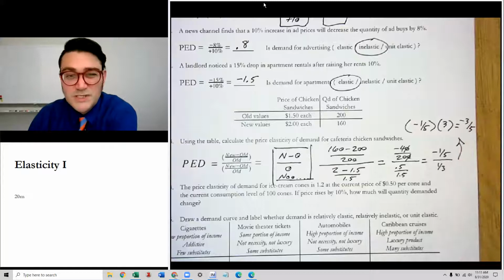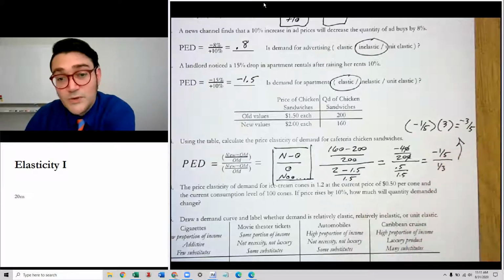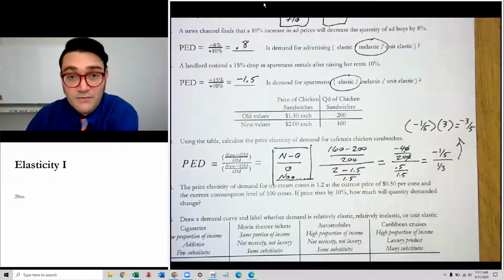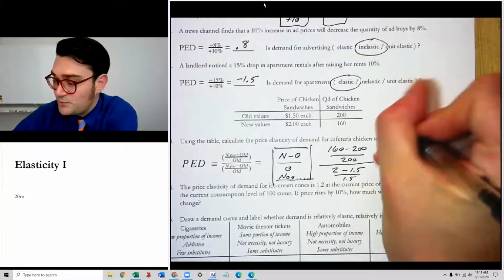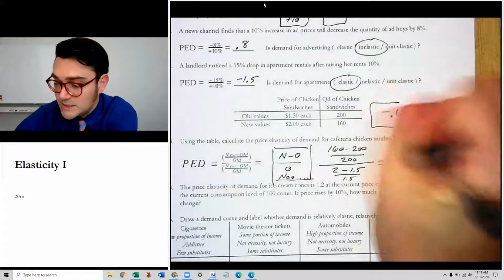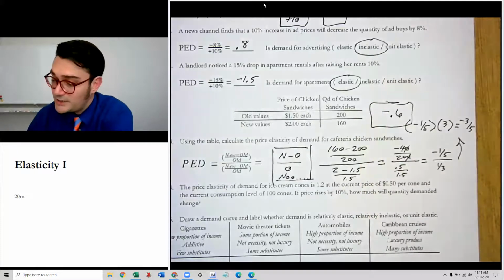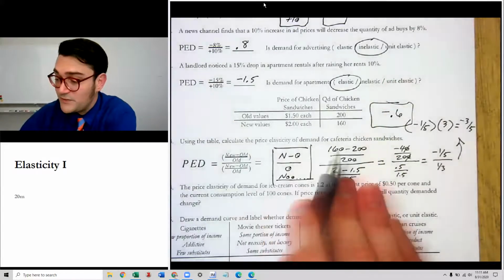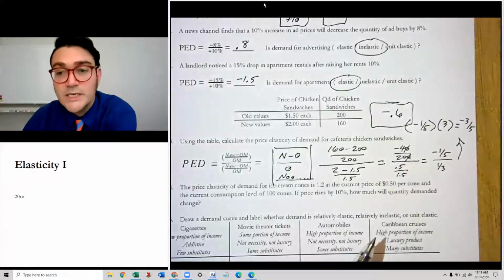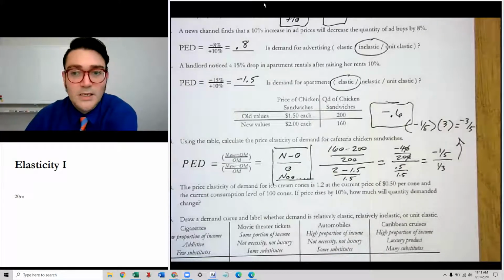Now, most of the time, if you leave it in the fraction form, that's okay. It's better to actually convert that into a decimal, and so the decimal version would be -0.6, right? And so we would actually say that that's the price elasticity of demand for cafeteria chicken sandwiches is -0.6. That means it's relatively inelastic.